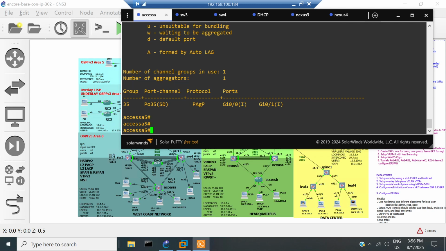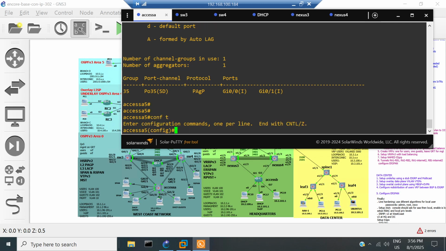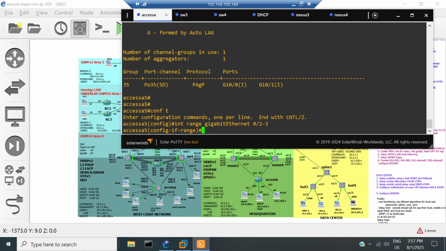So let's configure the other EtherChannel for gigabit 0/2 to 3. How do I know these are the interfaces? I am looking at my diagram here. Gigabit 0/2 and 0/3 go to switch 4. Then I'm going to create the channel group.